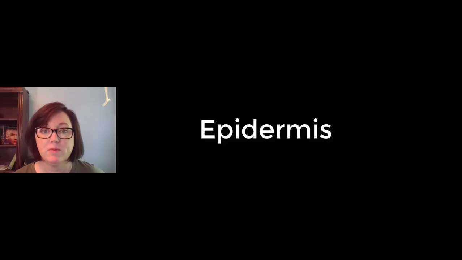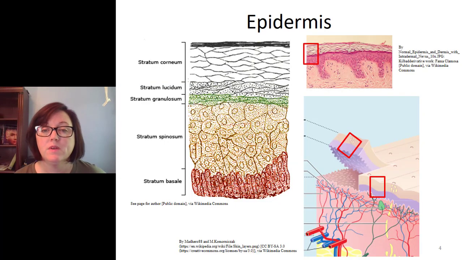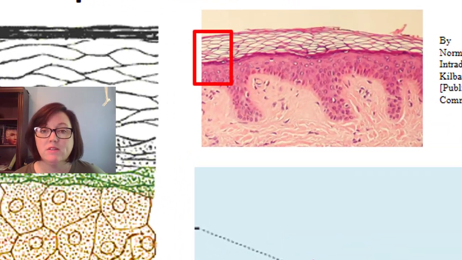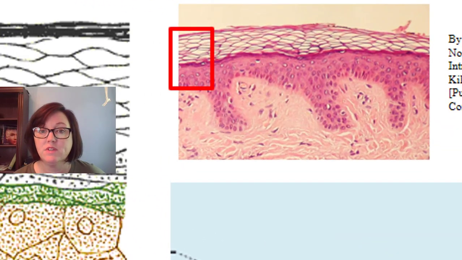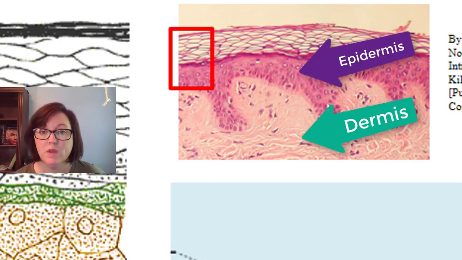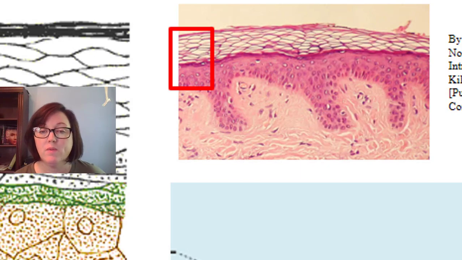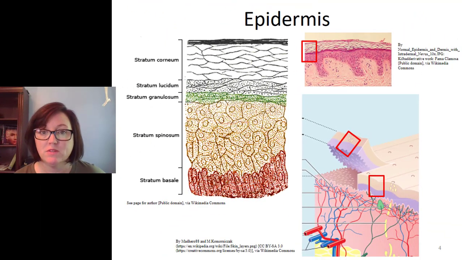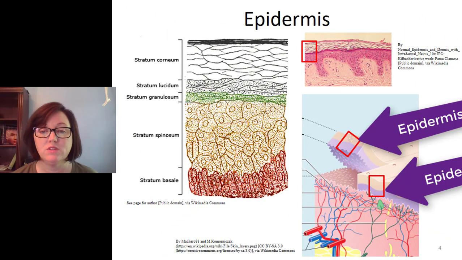So let's talk about the epidermis. In this picture here, what we're looking at is a histological slide of skin. Okay? We can see both the epidermis and the dermis in this picture, but I want to concentrate on the area in the red box, which is the epidermis. The epidermis is the area shown in these red boxes, so we're going to concentrate on that area there.